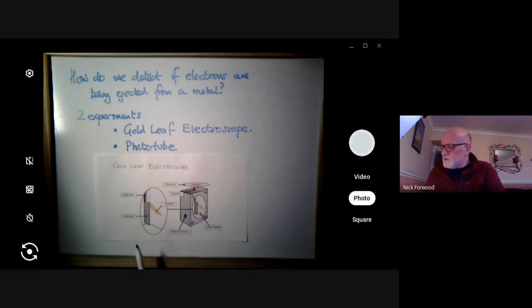They enable you to see what's going on inside the box, and there's a window on the other side as well. And also they stop drafts.